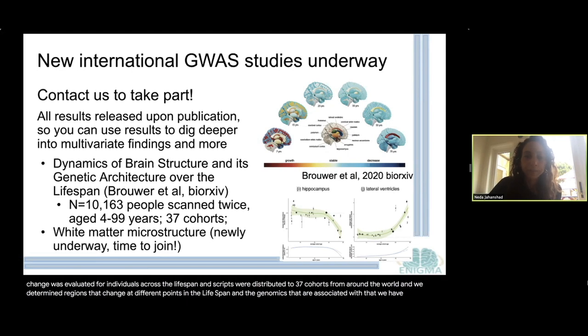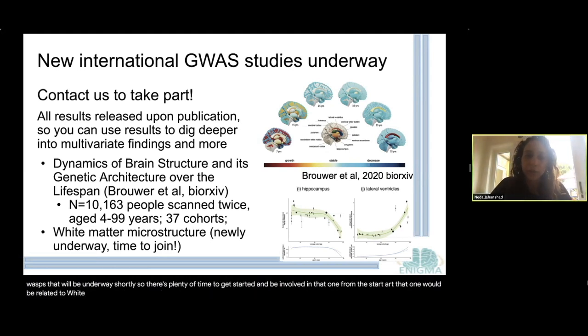We have a new GWAS that will be underway shortly, so there's plenty of time to get started and be involved in that one from the start. That one would be related to white matter microstructure. So please do reach out if you'd be interested in those.